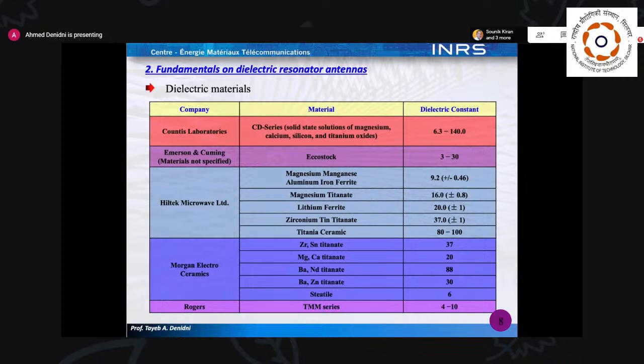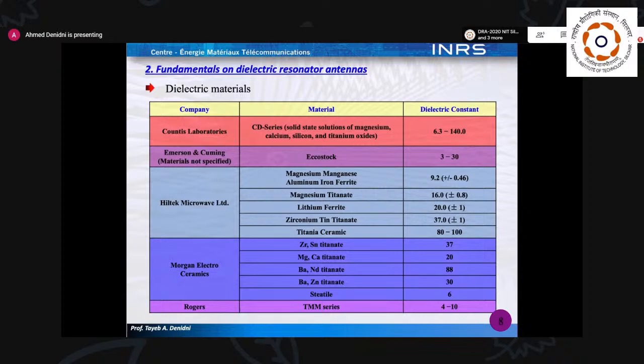This means I mentioned the Countis Laboratory. They offer some materials that can vary from 6.3 up to 140. Another company, Emerson and Cuming, they have their material, they call it Eccostock, from 3 up to 30. And the third company is Trans-Tech Microwave. We can have different names, magnesium, manganese, aluminum, iron, fluoride, and so on. And we have different dielectric constants with different values, and we give you also the accuracy of this value, and we can choose the material that fits your design.